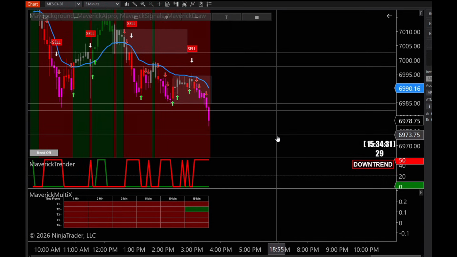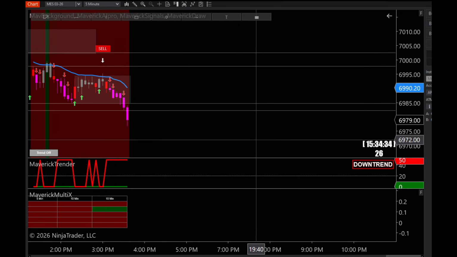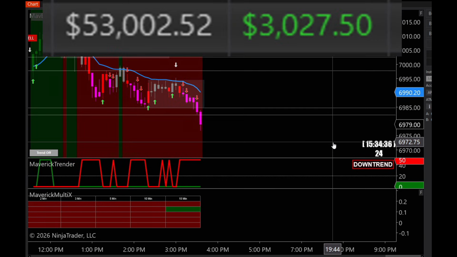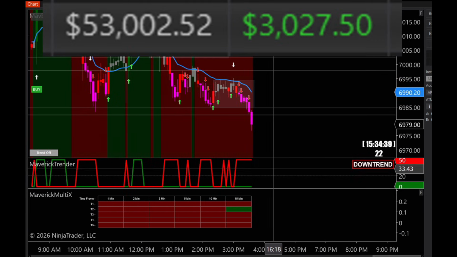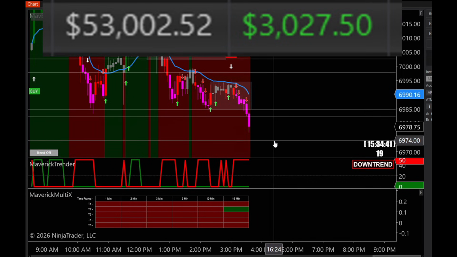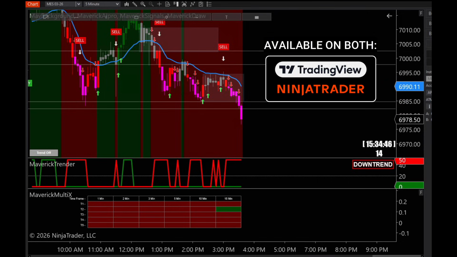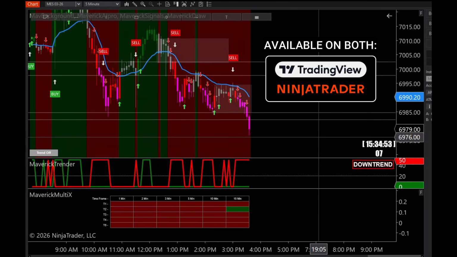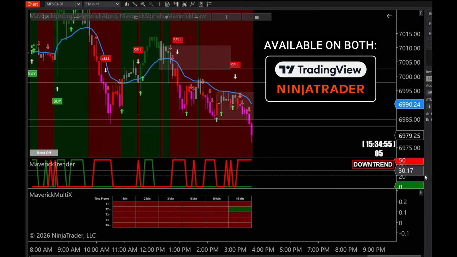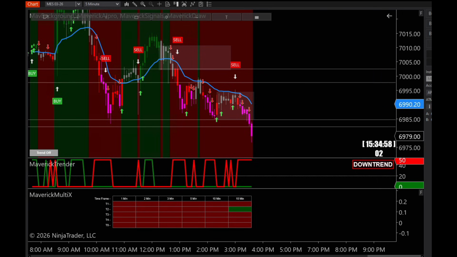Folks, Maverick Indicators here. So earlier today we passed an eval account on Apex Trader, and I just want to show you guys how the Maverick Indicators can absolutely help with that. What I want to do is show you the elements of the Maverick AI Pro, the Maverick Trender, and the Maverick Multi-X, because as I got into these trades, and I'll show you the trades in a second, they just went so quick that I didn't get to go over how the indicators were helping me easily pass this eval account for $50,000 in funding.